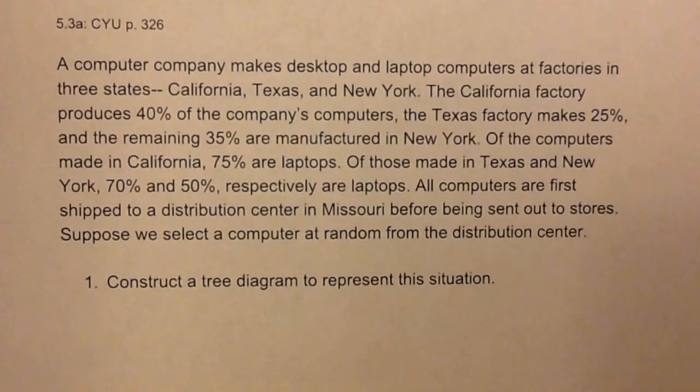A computer company makes desktop and laptop computers at factories in 3 states, California, Texas, and New York. The California factory produces 40% of the company's computers. The Texas factory makes 25%, and the remaining 35% are manufactured in New York. Of the computers made in California, 75% are laptops. Of those made in Texas and New York, 70% and 50% respectively are laptops. All computers are first shipped to a distribution center in Missouri before being sent out to stores. Suppose we select a computer at random from the distribution center.